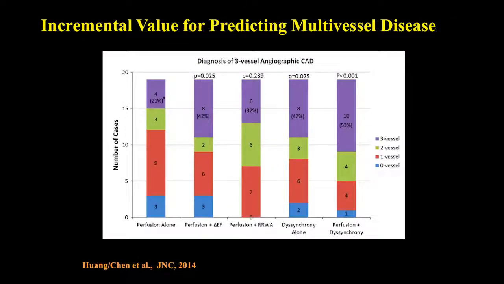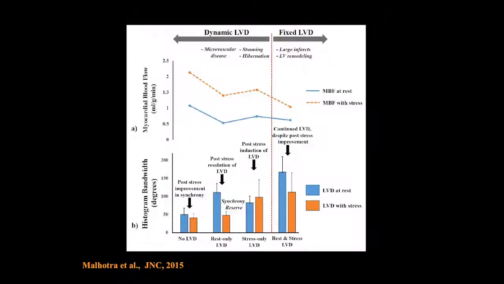A further study from the same group showed the incremental value of dysynchrony in predicting multi-vessel disease. If you look at perfusion alone, perfusion with change in ejection fraction, perfusion with wall motion, dysynchrony alone, and perfusion with dysynchrony, addition of dysynchrony to perfusion identified a greater percentage of patients who had multi-vessel disease than perfusion alone. So if your left ventricular contractility worsened after stress, that was an indicator of multi-vessel disease. Not just ischemia, but multi-vessel ischemia.